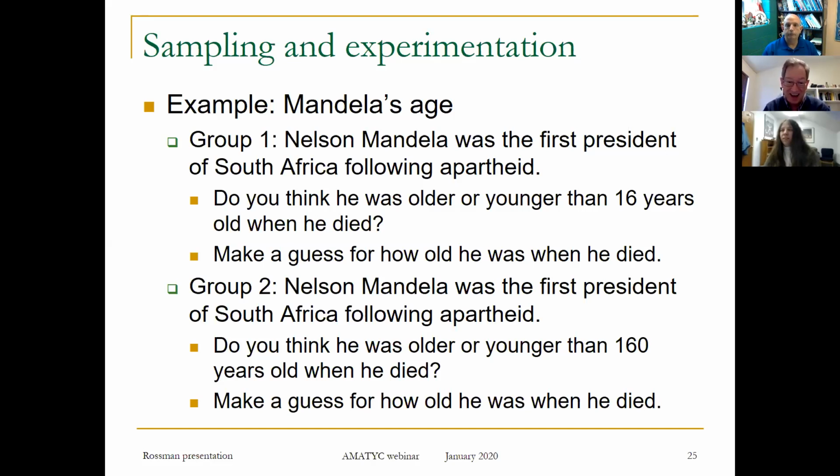What I'm doing here is an honest-to-goodness randomized experiment. I've randomly assigned students to either version A or version B. The response variable we're focusing on is the student's guess for how old Mandela was when he died. The explanatory variable is the number given in the first question. We could call that the anchor number, because what we're investigating here is the psychological phenomenon known as anchoring, which suggests that just seeing that number 16 or just seeing that number 160 could psychologically, subconsciously affect people's responses to the more relevant question coming next.